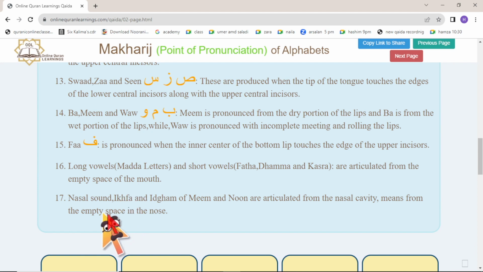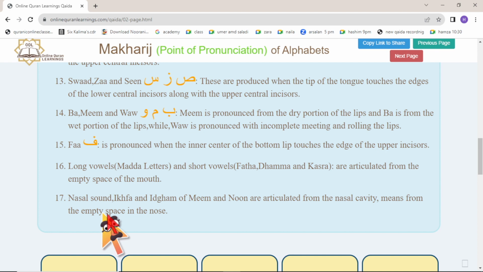After that, nasal sounds like ikhfa and idgham of meem and noon are articulated from the nasal cavity, meaning the empty space in the nose. So what is the nasal cavity? Also this, inshallah, we'll learn in our next lessons about what nasal sound is.